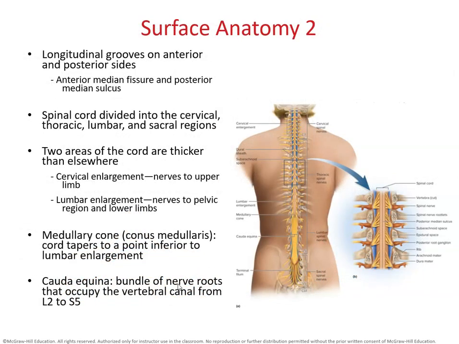An interesting piece of anatomy of the spinal cord is the cauda equina. The cauda equina starts up here at L2, so there's your L1, and then L2 is right here, and extends all the way down to your 5th sacral vertebra, so all the way down to this fused portion of your vertebral column that articulates with your hip. This cauda equina is a bundle of nerve roots that take up the space of the vertebral column, and we'll talk about it more in detail in a few minutes.